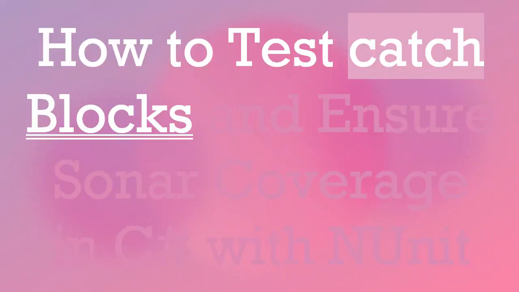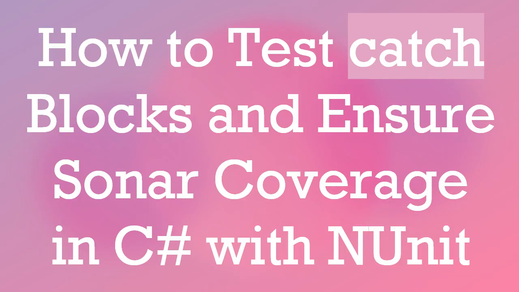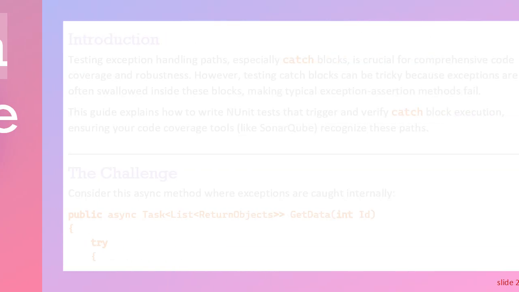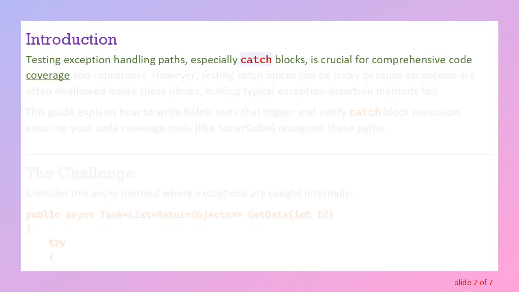How to test catch blocks and ensure Sonar coverage in C# with NUnit. Introduction. Testing exception handling paths, especially catch blocks, is crucial for comprehensive code coverage and robustness.